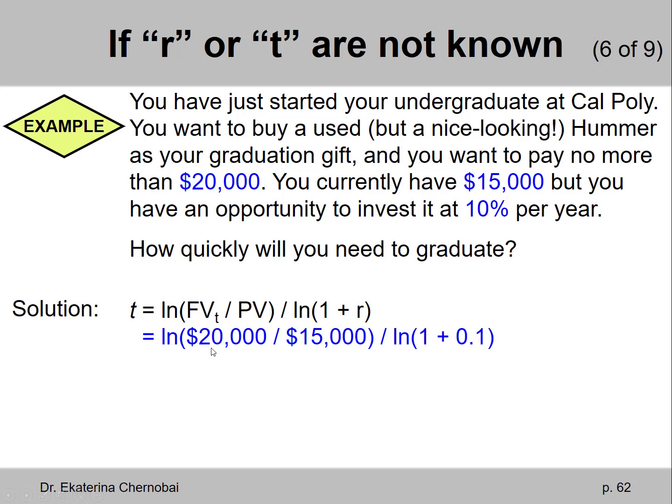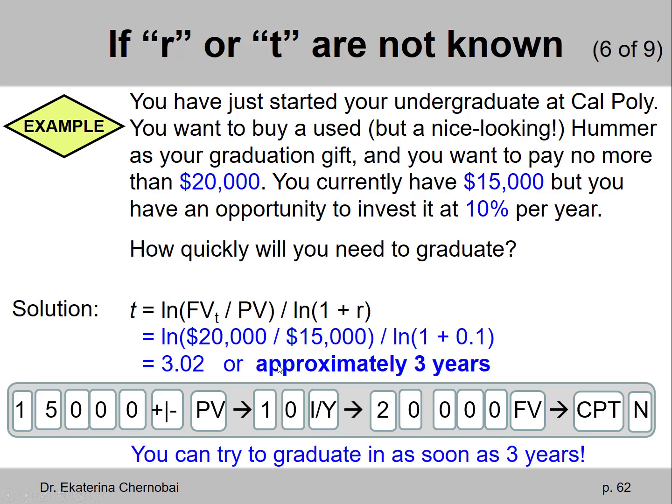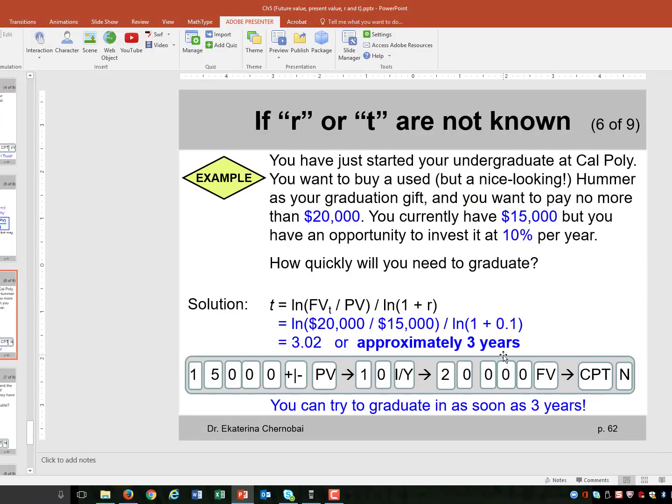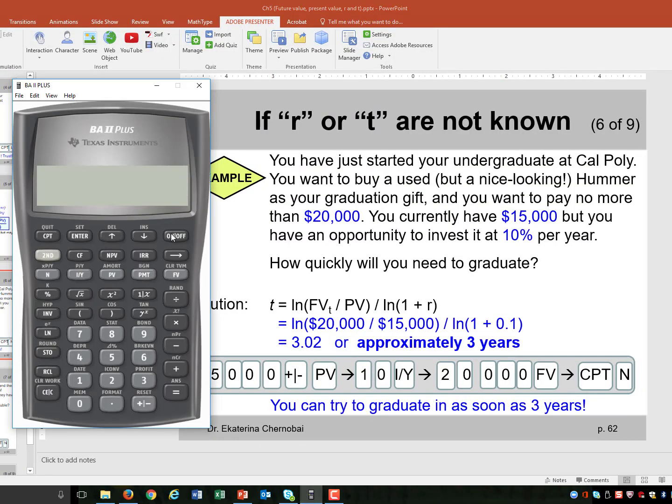Plugging in 20,000 for future value, 15,000 for present value, and 0.1 for the interest rate r, you get a little bit more than 3 years, 3.02 years. And this means that you can buy yourself a Hummer as soon as in 3 years. So if you graduate in 3 years, you will have just enough money, $20,000 that you need to buy yourself a nice Hummer. Let's do this in the financial calculator.